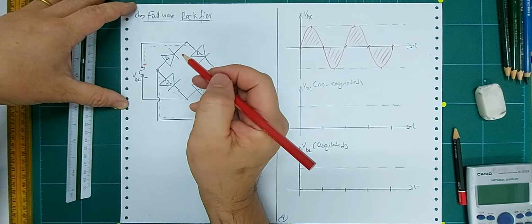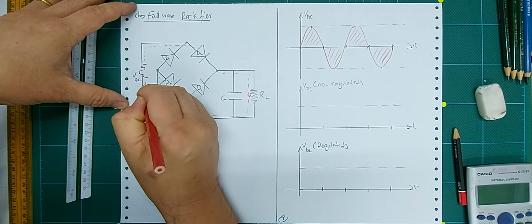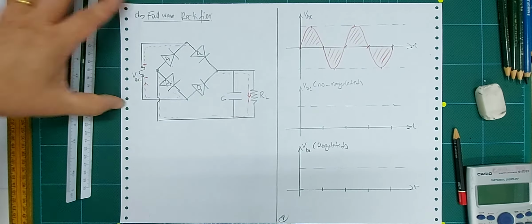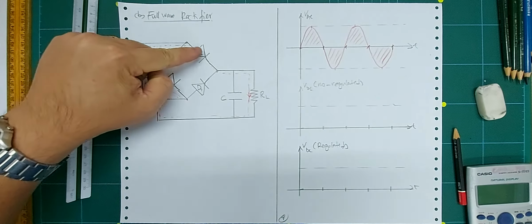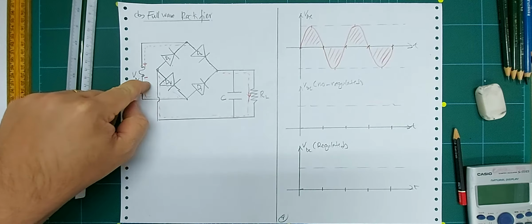Positive, go back to positive. It must go back to negative. So this is how it flows. Alright, so that's the first one. The positive goes through this one, down, up, and then goes back to the negative terminal.